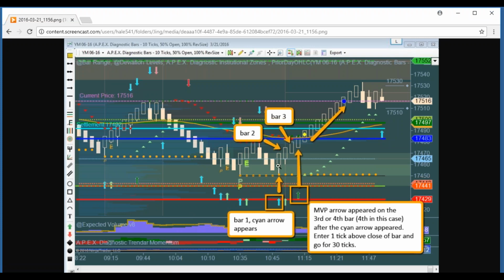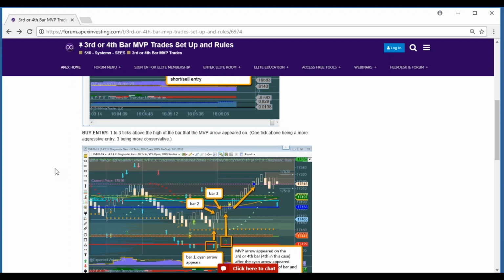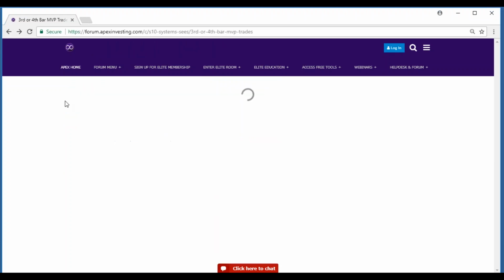Okay, like right here on bar 1, we've got cyan arrow. Bar 2, we've got the green arrow. And then 3 and 4, boom, we've got the MVP switching over, and we're taking it long. Okay, it's just when sometimes the MVP won't flip till like bar 6 or 7. But when it flips on bar 3 or 4 in conjunction with the cyan and the trend catcher and so on, it's just some additional trades here and there. Okay, just to add a little bit of an extra pop in there for you.